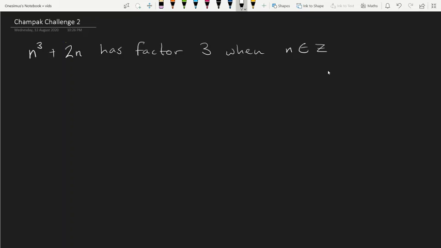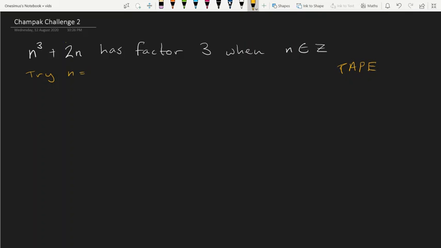This question involves taking the formula n cubed plus 2n, and it states that we'll have a factor of 3 when n is any integer. Now, we can get right into this using the tape method from before. Let's try to start things off.